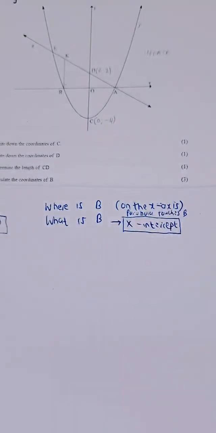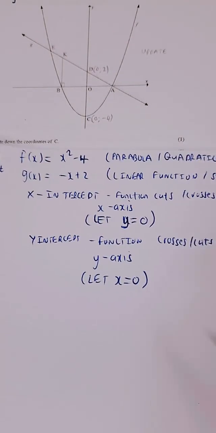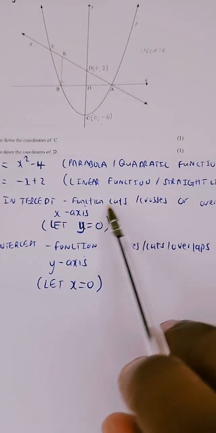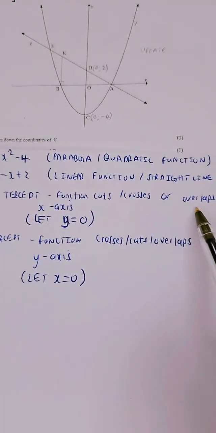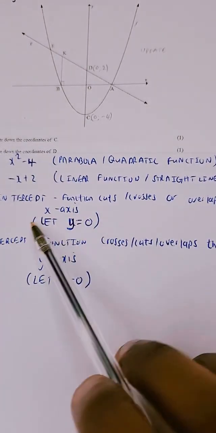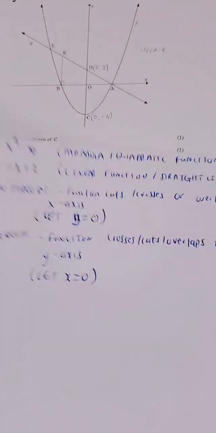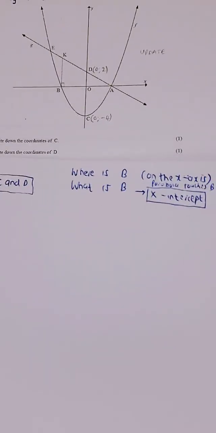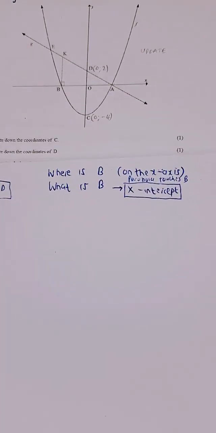What are we going to do, guys, with an x-intercept? Remember what we say about x-intercept? Let's just remind ourselves, x-intercept is where the function cuts, crosses, or overlaps the x-axis. That's where we let y be equal to 0. Make sense? Hopefully we understand, grade 10s. We let y be equal to 0.